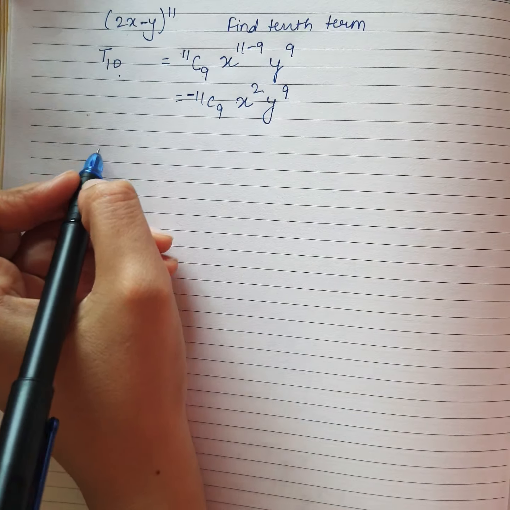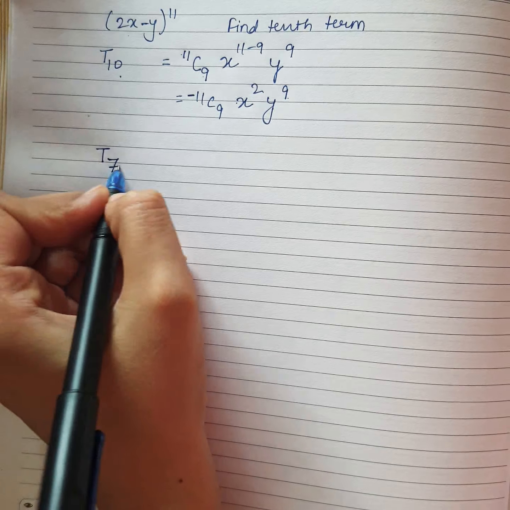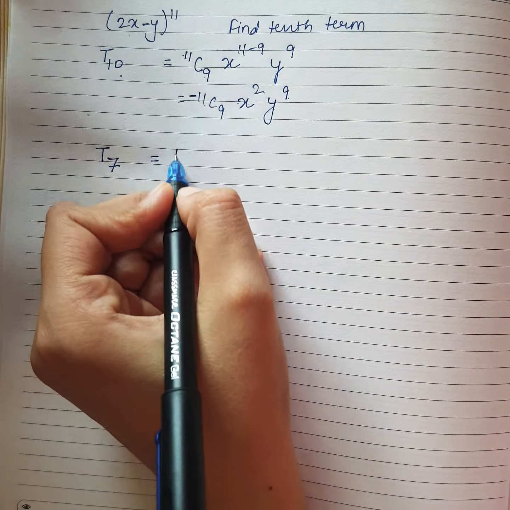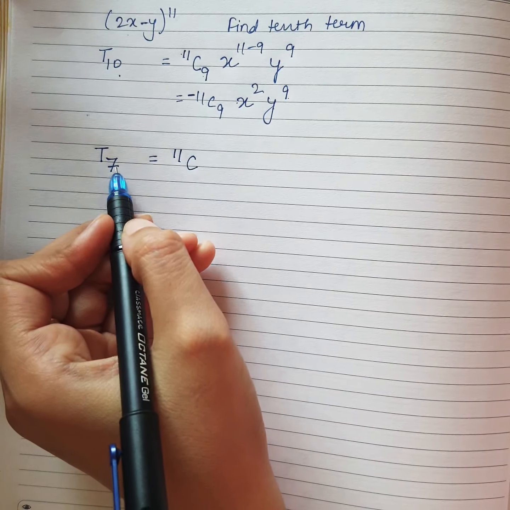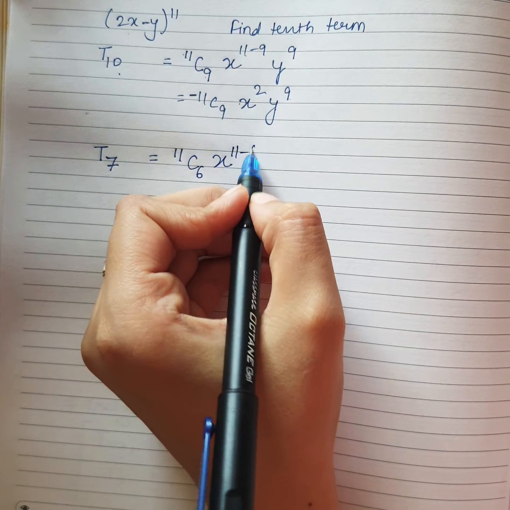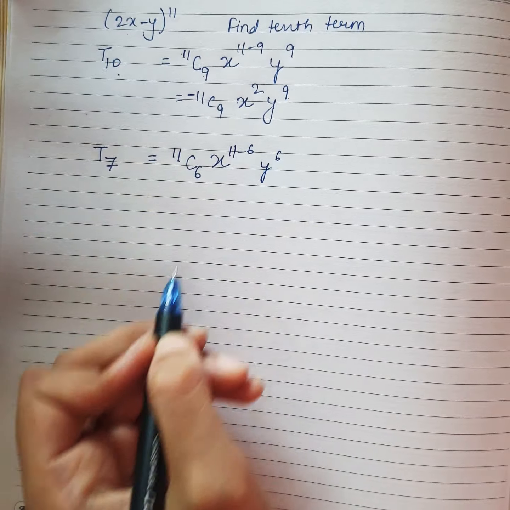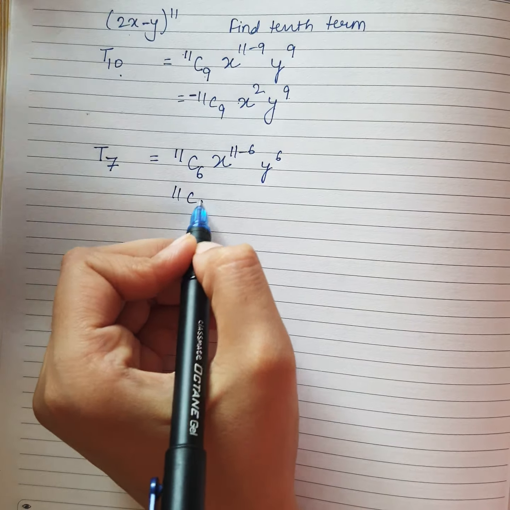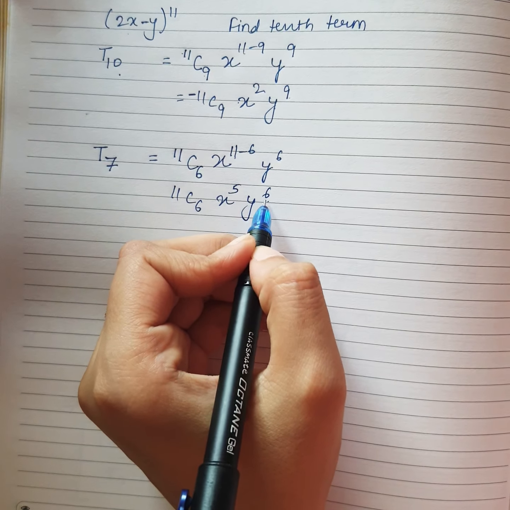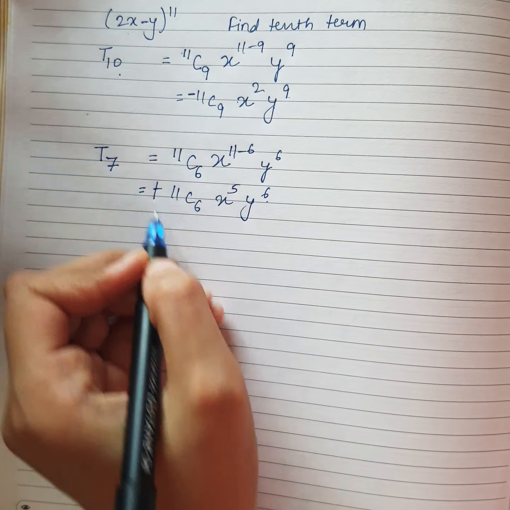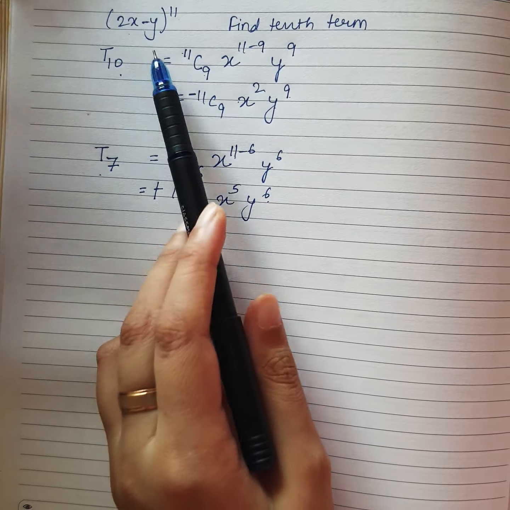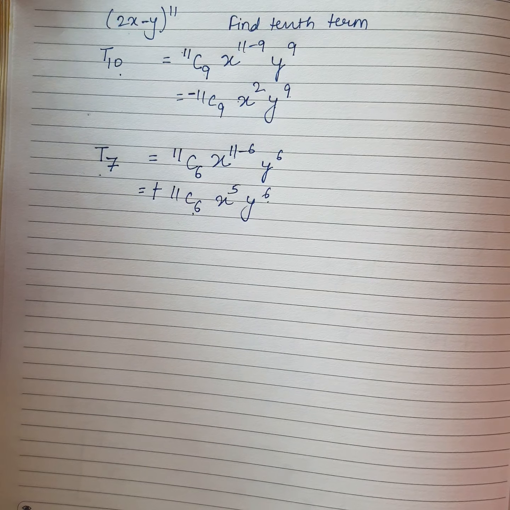Suppose if I need to find t7 in the same expansion, right? So what will I do? Total nC, from 7 to 6, x to the difference, y the same suffix. So here 11C6 x to the power 5 y to the power 6. Now y is having an even power, so the term will be positive. So at random we can find any term of the given binomial expansion.